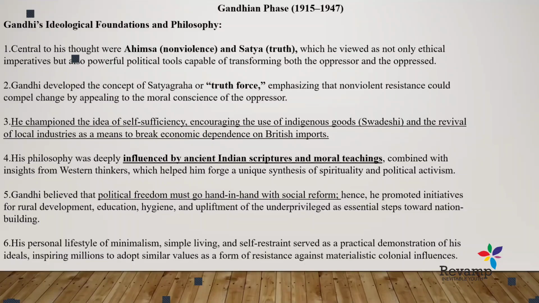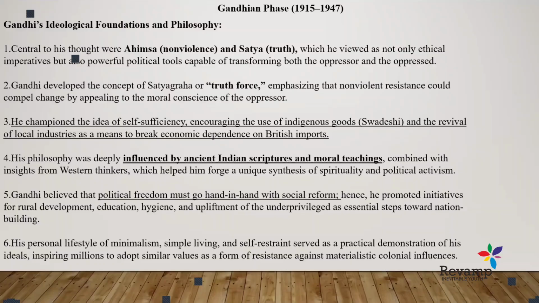Gandhi started to actively participate in the Indian national movement from the year 1915, which ultimately resulted in Indian independence in the year 1947. This intermediary phase is known as the Gandhian phase. The main ideology of Gandhi was ahimsa, non-violence, and he also believed in satya, which is truth. Gandhi developed the concept of satyagraha, which can be termed truth force, emphasizing that non-violent resistance could compel change by appealing to the moral conscience of the oppressor.